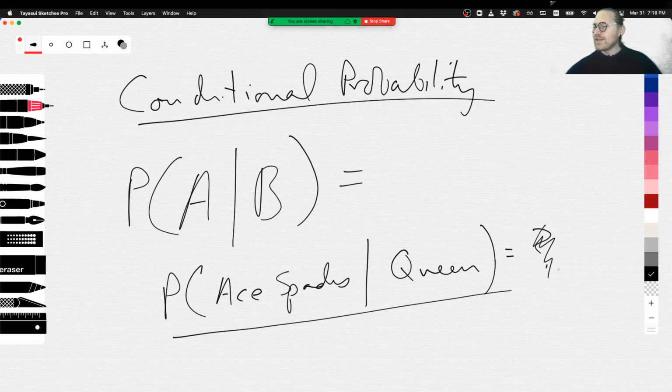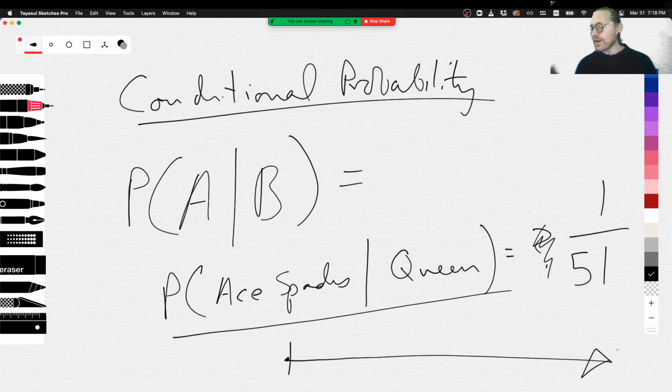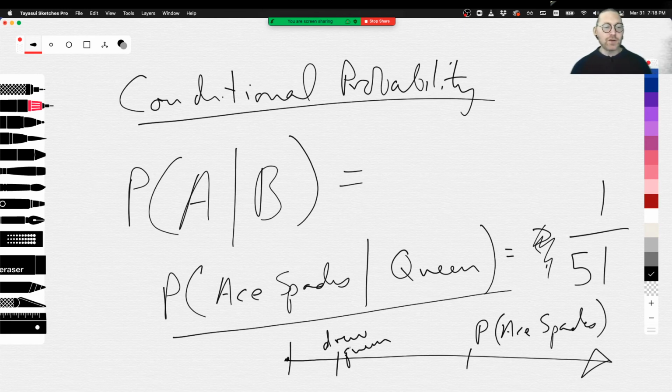So intuitively, this idea is not hard, and we can think about it in terms of a timeline, even, which is kind of nice. This won't work in every case, but you drew a queen at this point on the timeline, and at this point you're drawing another card, and you're asking, what's the probability of an ace of spades here? Some prior event has occurred, and because of that, we have altered this. If we were just asking the probability of drawing an ace of spades, that would be 1 out of 52.